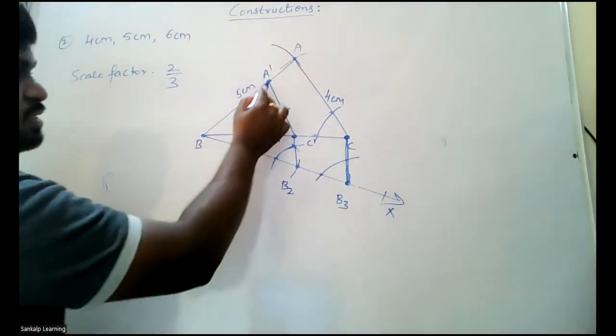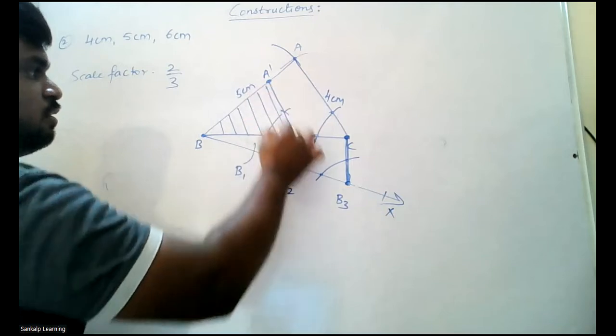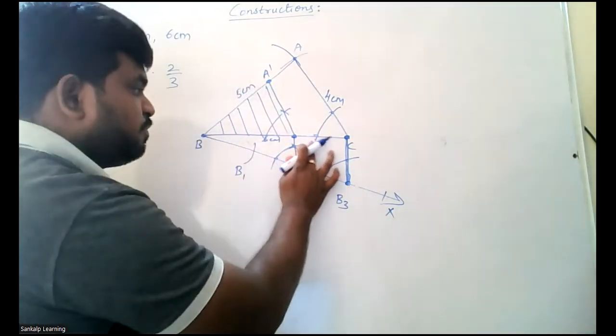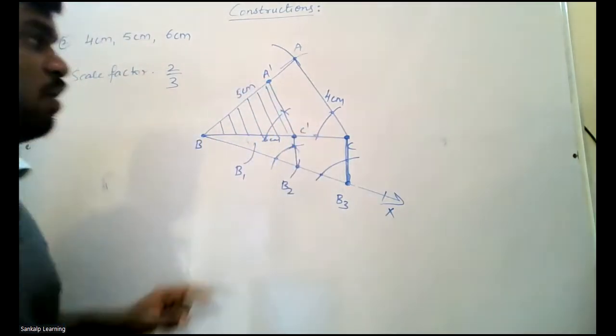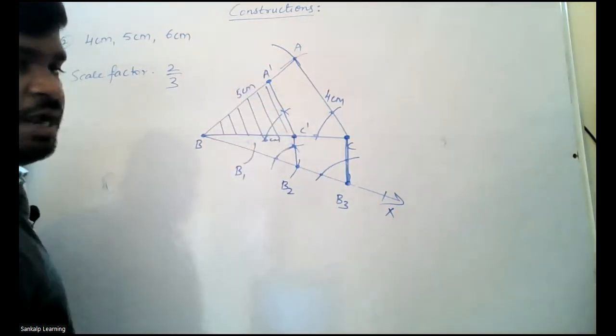Now, if you observe inside, you got a new triangle. Let me shade it. This is our A dash, B, C dash. The new triangle. Okay. The shaded one is new triangle. Okay. Definitely, it will be 2 by 3.